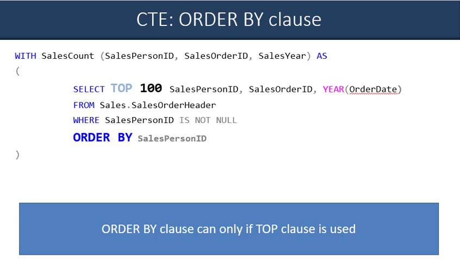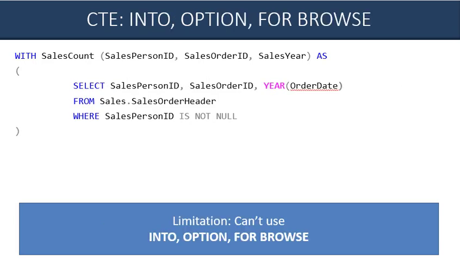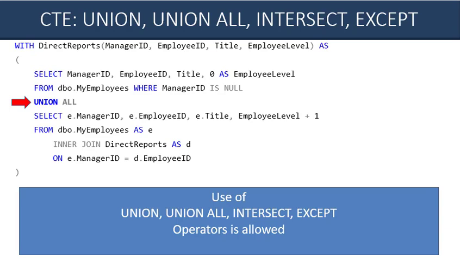Here are some more points and limitations to remember. You can use the order by clause only if the top clause is used in the query. Otherwise, the order by clause cannot be used. Another limitation is that you cannot use into, option, and for browse clauses in the CTE queries. Use of union, union all, intersect, and except operators is allowed. So you can have more than one query in a CTE and combine the results using these operators.